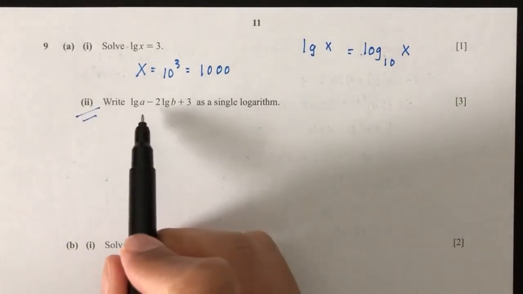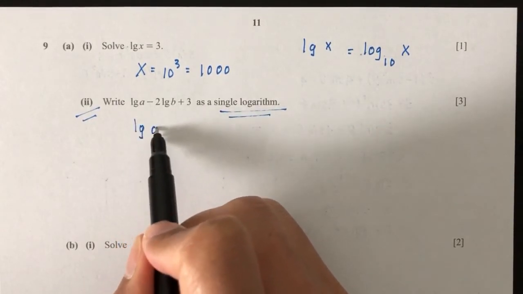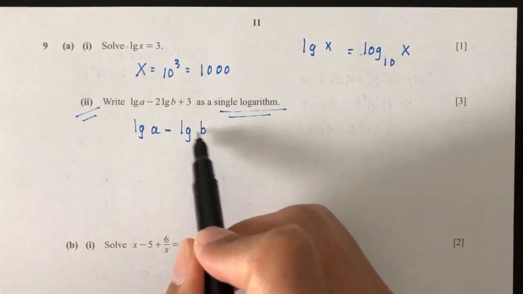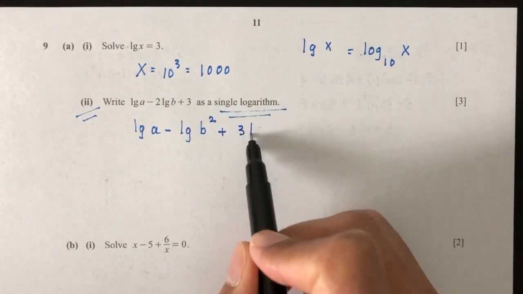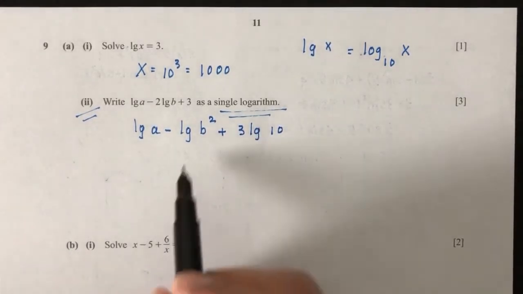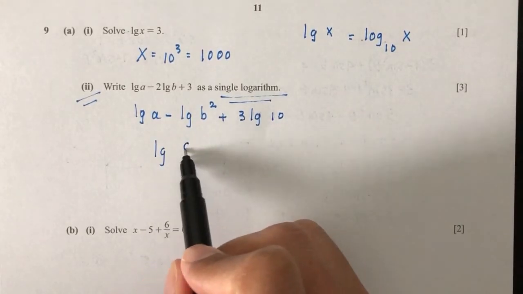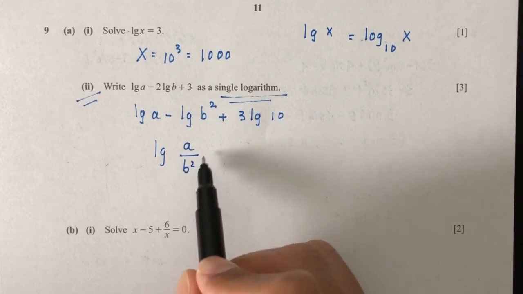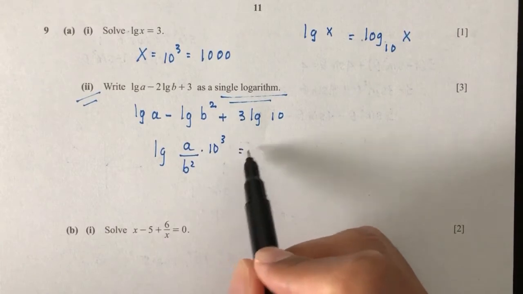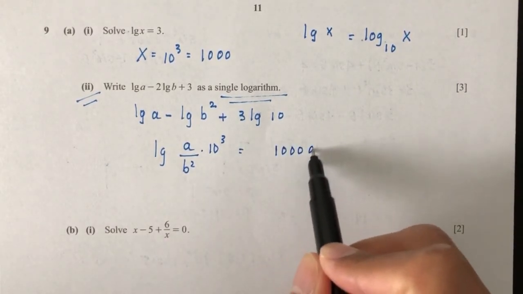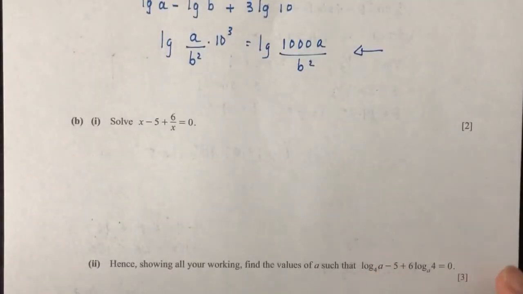Now for this one, write this as a single logarithm. So pretty easy. This is log A minus log B. We take the 2, we put it here, and it becomes squared. And then 3 will be plus 3 log 10. That's how it's 3. So now we combine everything together. We have log A, minus becomes divide, and plus becomes multiply, so this becomes 10 to the power 3. So that will be log of 1000 A over B squared. That will be part 2.